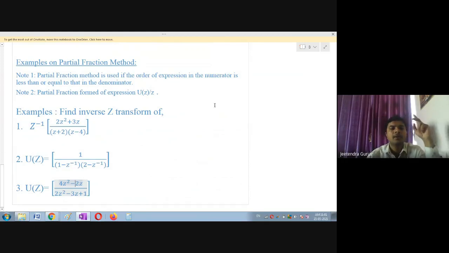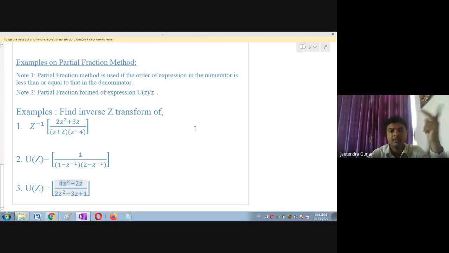I will tell you how. Before solving this problem, you should first note down that the partial fraction method is used if the order of the expression in the numerator is less than or equal to that in the denominator, student. So please remember this. In the numerator, the order must be less than the order of the denominator, or if it is equal, then also we can use partial fractions. So for our study of the inverse Z transform, we will give more importance to partial fractions.